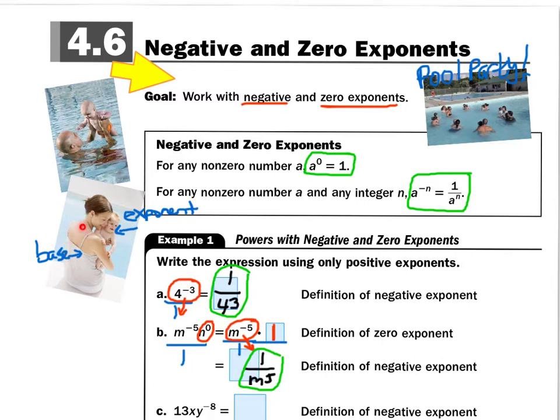I want you to think of the parent as the base number, the big number. And I want you to think of the baby as a little teeny exponent, okay? And that'll help you understand my weird little story that I'm about to tell you.